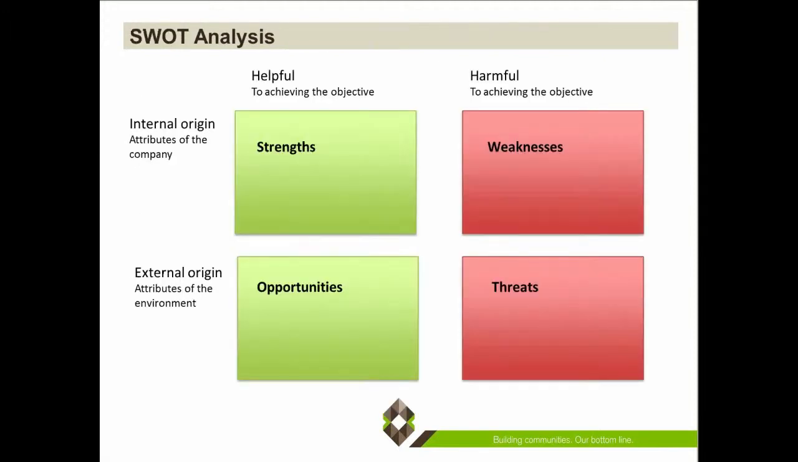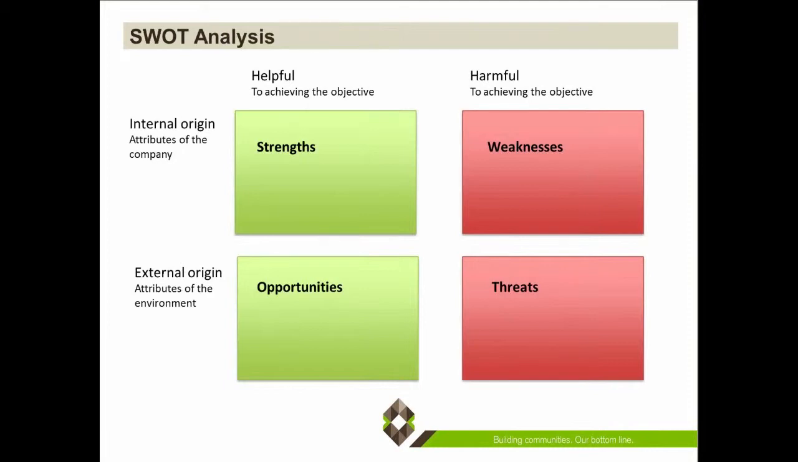So once we have looked at the qualitative and the quantitative aspects in terms of the industry and the company, we can build a SWOT analysis. SWOT analysis looks at the strengths, the weaknesses, the opportunities, and the threats of a company. Now, the strengths are always helpful. A strength and opportunity is helpful to achieve the objective, whether it is growth or expansion. And your strength is of internal origin. It's attributes of the company. Does it have a niche product? Is it a long-standing business?